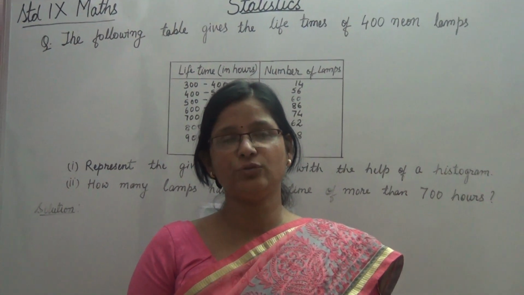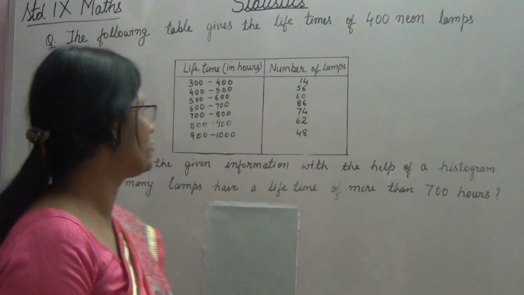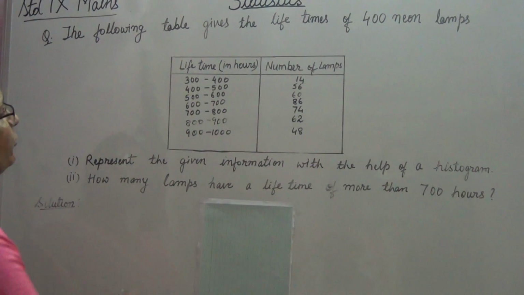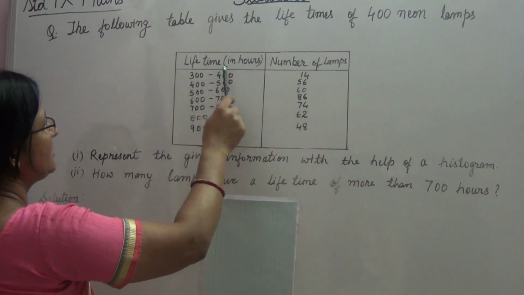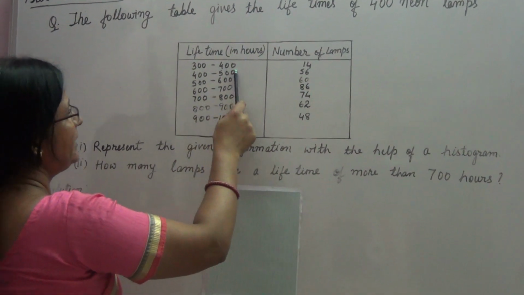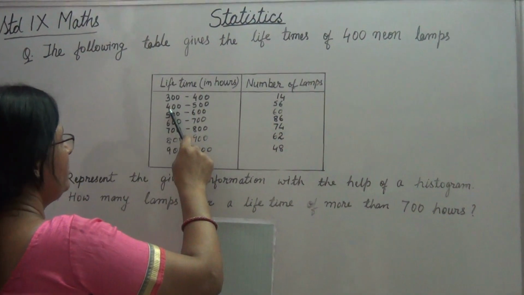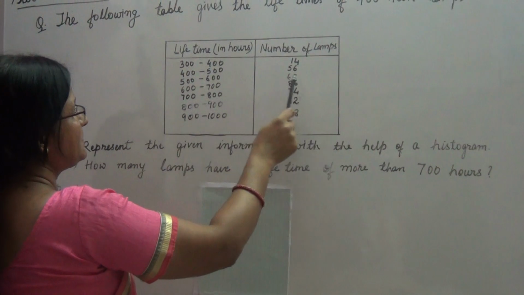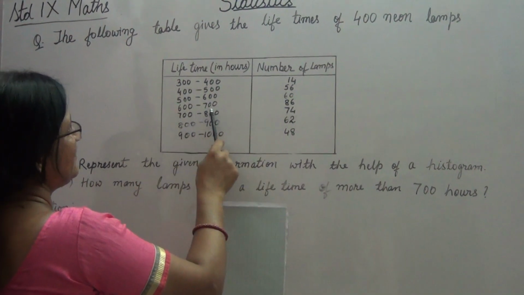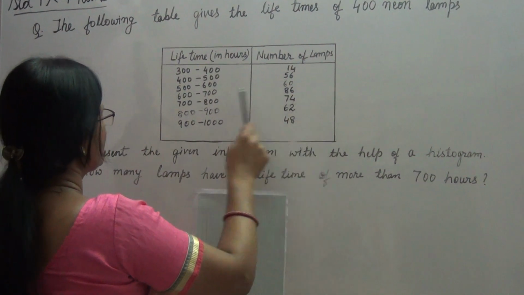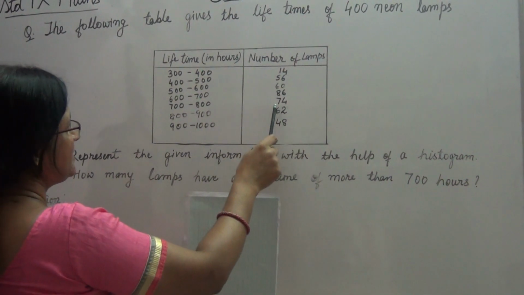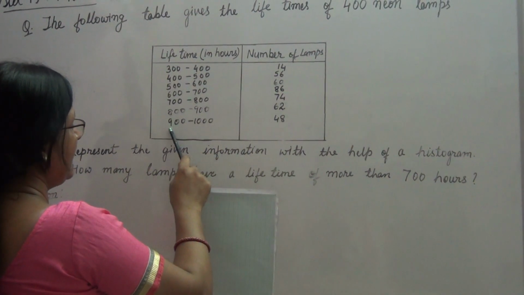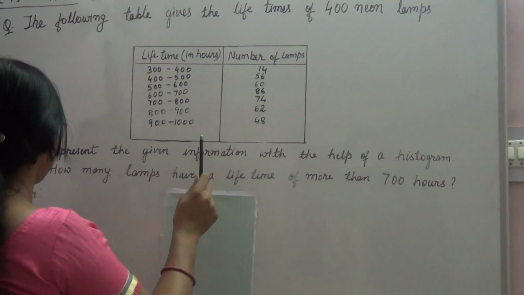Children, now let us learn how to draw a histogram. Here is a question. The following table gives the lifetime of neon bulbs, 400 neon bulbs. Lifetime is given in hours: 300 to 400, number of bulbs 14; 400 to 500, number of bulbs 56; 500 to 600, number of bulbs 60; 600 to 700, number of bulbs 86; 700 to 800, number of bulbs 74; 800 to 900, number of bulbs 62; and 900 to 1000, number of bulbs 48.